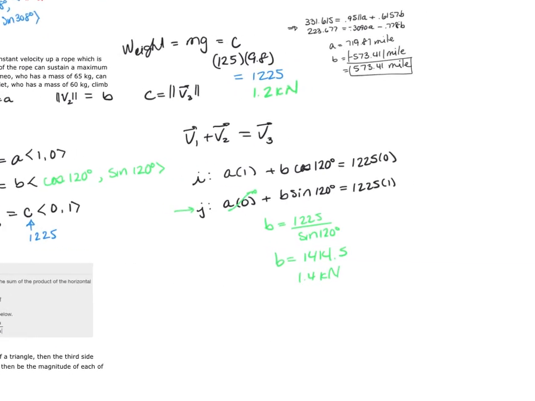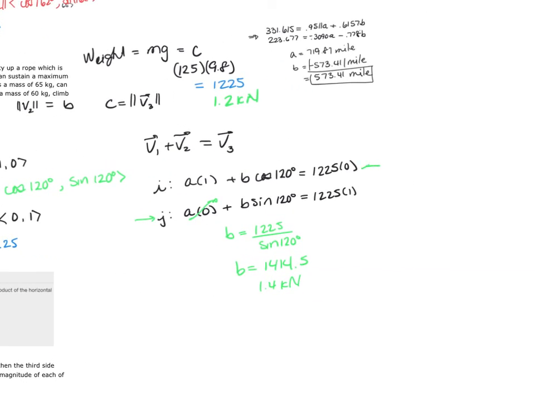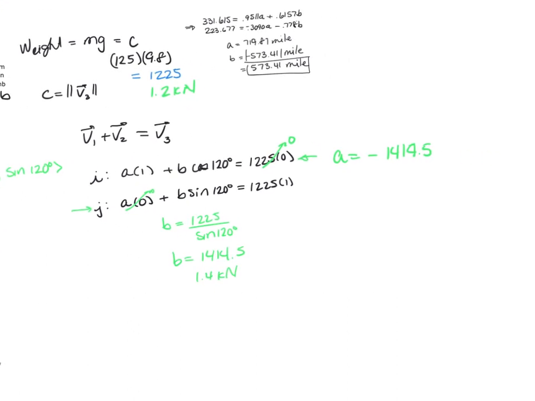So the only thing we have to check is to make sure it works out in this direction. So my A, now this term goes to 0, A is going to be equal to negative 1414.5 times the cosine of 120 degrees. So I'm going to multiply that by the cosine. The cosine, I lost it.